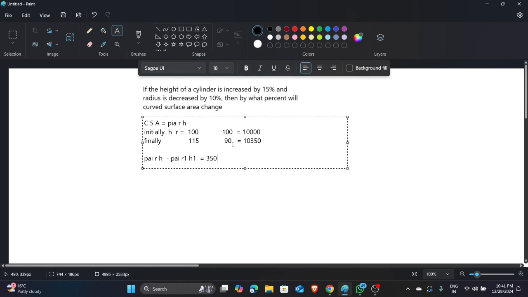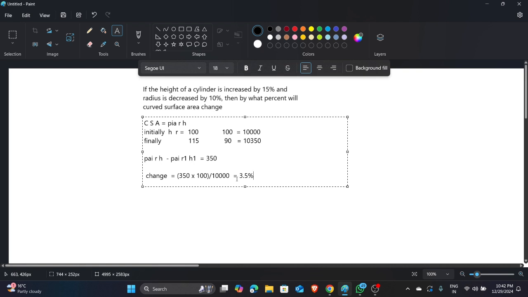Okay, so now we have to calculate the change percentage. The simple formula for it is the changing number multiplied by 100, divided by the complete quantity, or you can say the initial quantity. So what is the initial quantity? This is the initial quantity. So the answer we get is nothing but 3.5%.